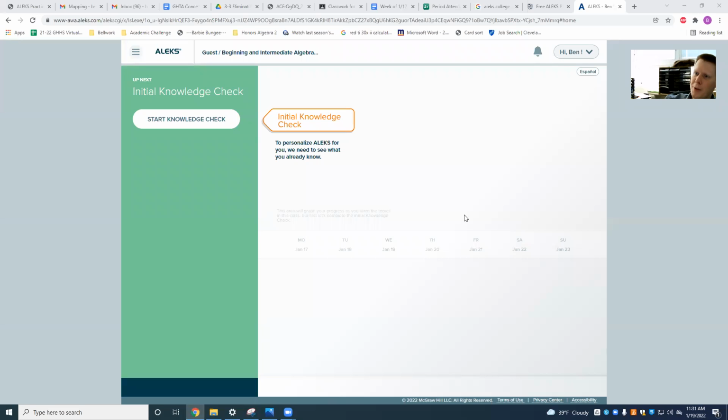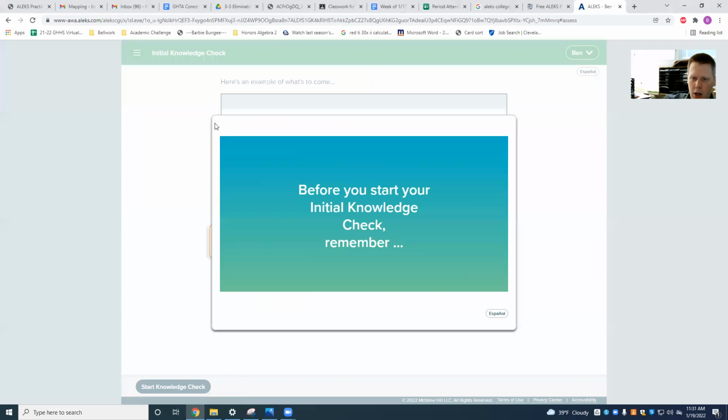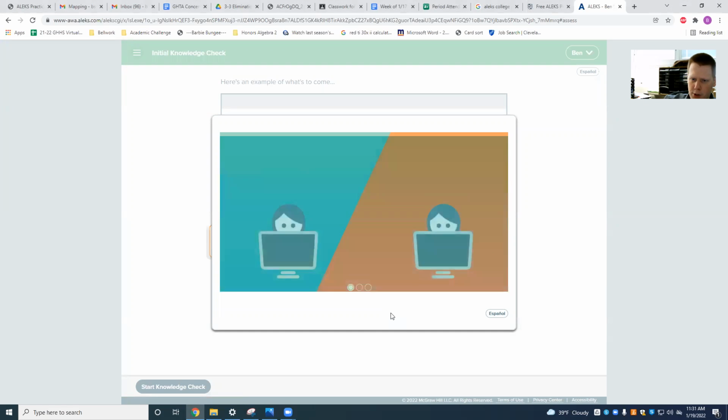And after you finally get through that tools tutorial, you'll be able to take your initial knowledge check. We'll see if it explains how this works. If not, I'll say.